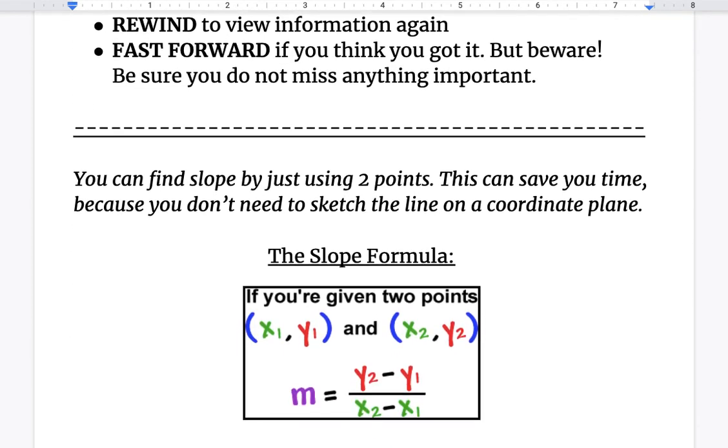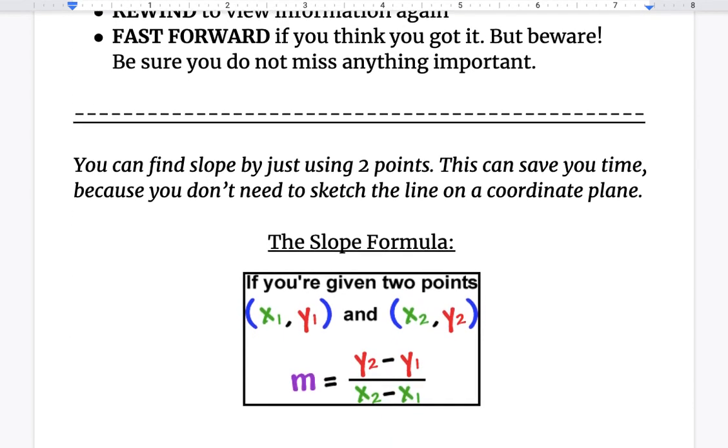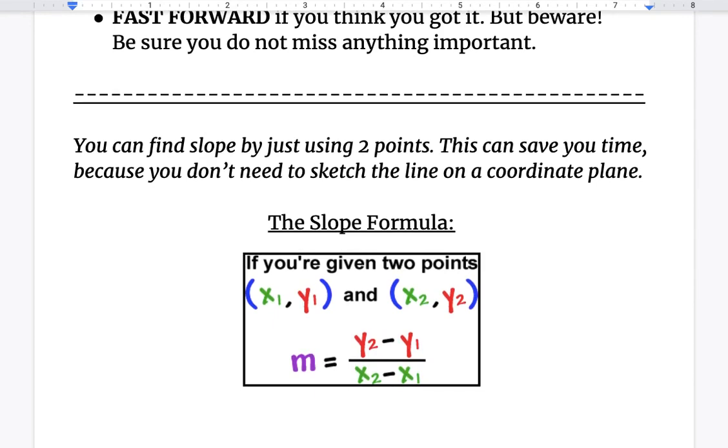So make sure that you pause the video and jot down the slope formula. The slope formula says that if you're given 2 points, x1 and y1 for the first point and x2 and y2 for the second point, the formula for slope is just m equals y2 minus y1 divided by x2 minus x1. And we'll give you an example coming up. So make sure that you have this in your notes before moving on.